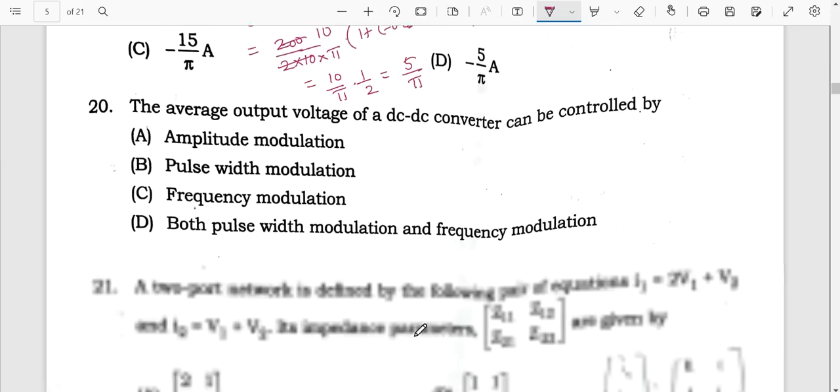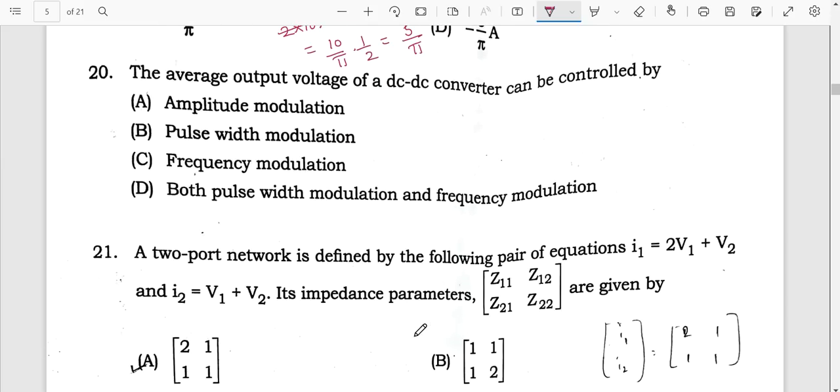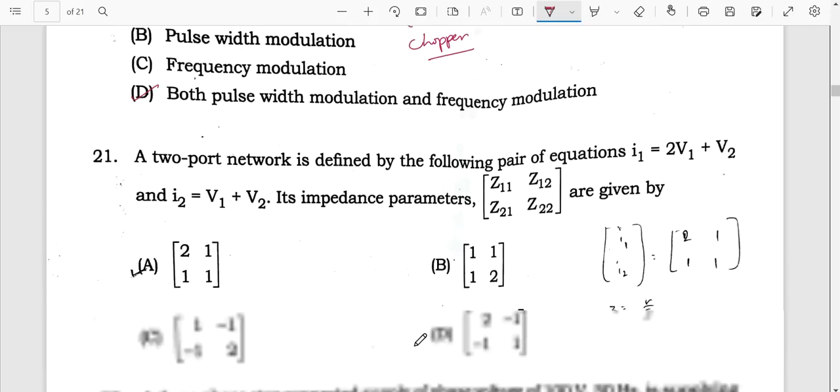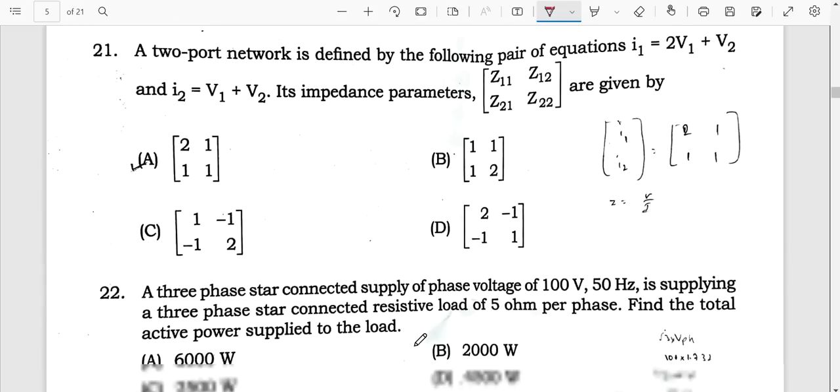Okay, let's move to the next question. The average output voltage of a DC to DC converter can be controlled by. A DC to DC converter can also be known as a chopper. So for chopper control, the answer is both pulse width modulation and frequency modulation, where we vary the T on and the T values. Okay, next question will be from the two-port networks.